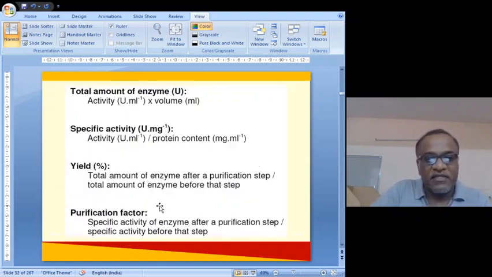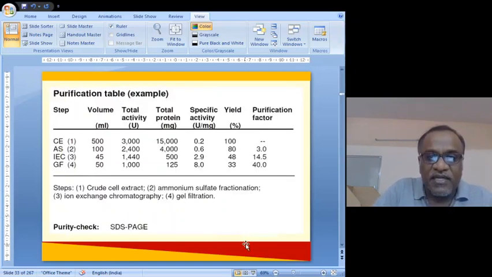So I have given it in the previous slide. Yield is calculated by taking the total amount of enzyme after a purification step divided by the total amount of enzyme before that step, and the purification factor is calculated by taking the specific activity of enzyme after a purification step divided by the specific activity before that step.